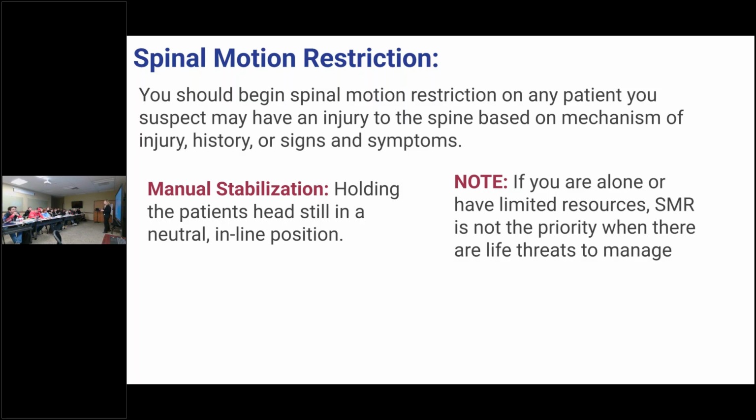So what if you're alone? What if you don't have the capability to hold C-spine and do all the other things you need to do? What then? C-collar, if you can get that, right? Exactly. So if you're alone or you have limited resources, spinal motion restriction is not the priority when there are life threats to manage. So if it's just you on scene and your patient's not breathing, but they fell off a ladder, which one should we prioritize? Breathing, right? If they're not breathing, then their neck is really not a concern to us.